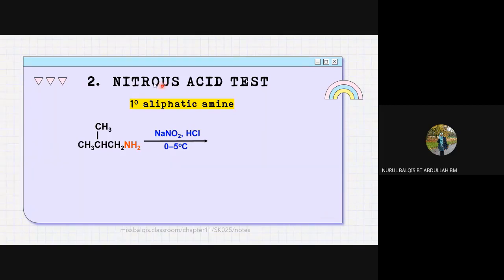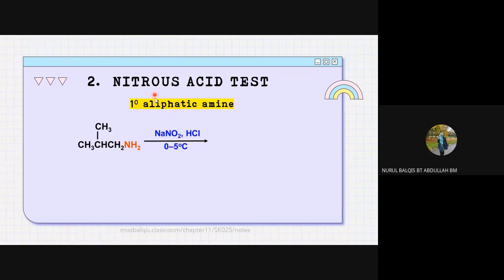Okay, nitrous acid test basically HNO2. But please, whenever you want to form these reactions involving nitrous acid test, you must always write the reagent like this sebab dia prepared in situ. Awak tak boleh terus tulis HNO2. Okay, memang kena tulis ni cara dia. NaNO2, HCl, 0 to 5 degree C. Tak ada cara lain. Ini sahaja yang diterima sebab dia prepared in situ.